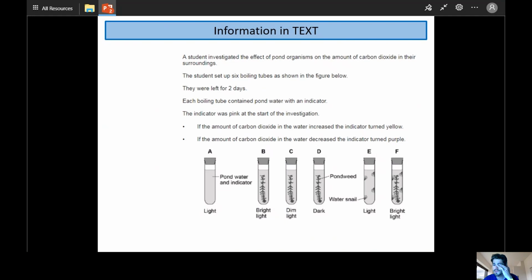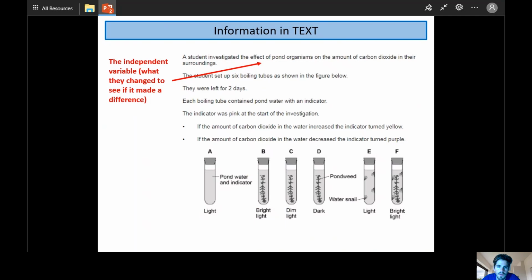Okay, so you might get some information in a text. So this is the pondweed experiment. This is a biology example. Okay, students set up 6 boiling tubes, leave it for 2 days, leave it with an indicator. Indicator is pink at the start of the investigation.